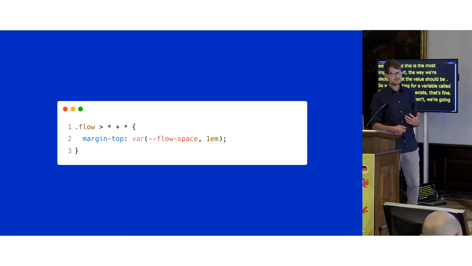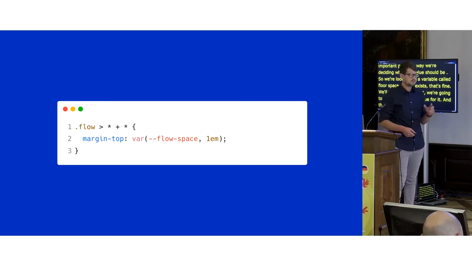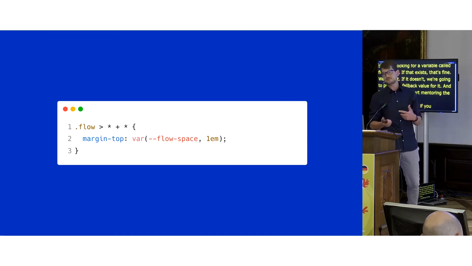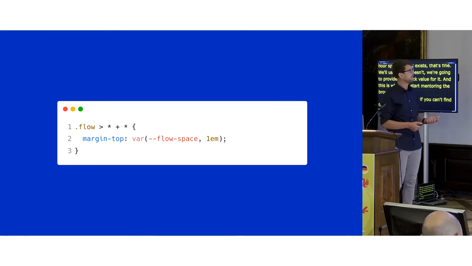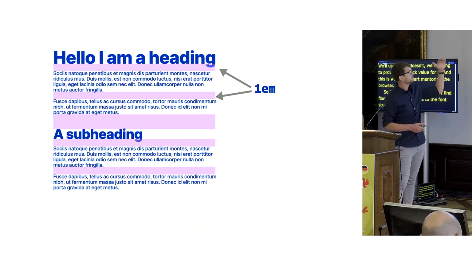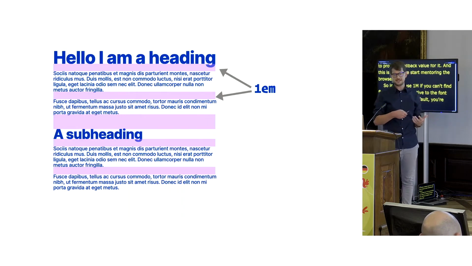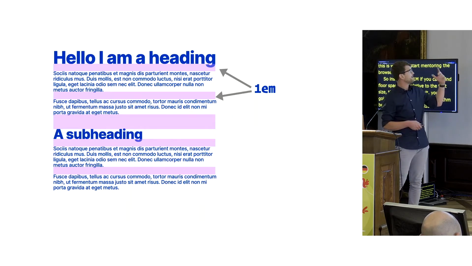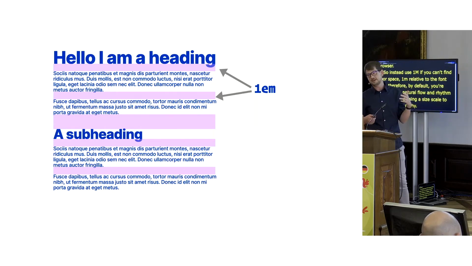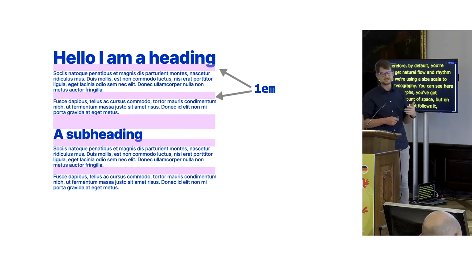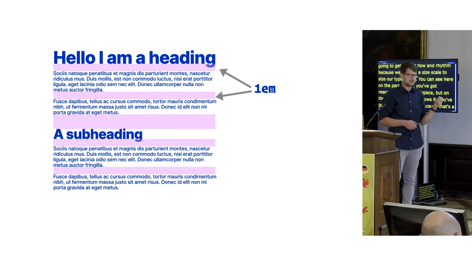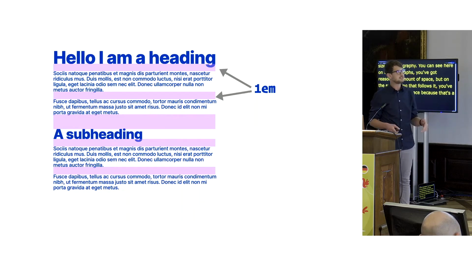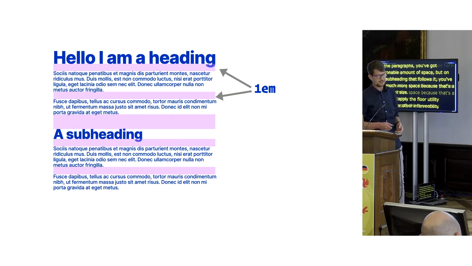And this is where we start mentoring the browser. So we say use 1em if you can't find flow space. 1em is relative to the font size. Therefore, by default, you're going to get natural flow and rhythm because we're using a size scale in order to size our typography. So you can see here that on the paragraphs, you've got a reasonable amount of space, but then on the subheading that follows it, you've got much more space because that's a larger font size than the others. So you apply the flow utility without any other intervention, you get free flow and rhythm by default.